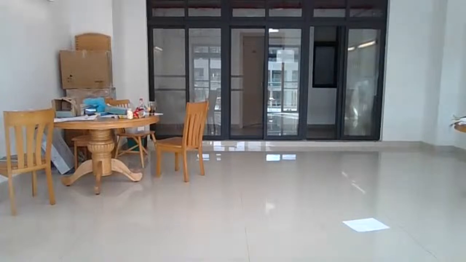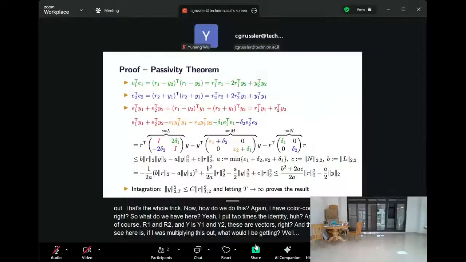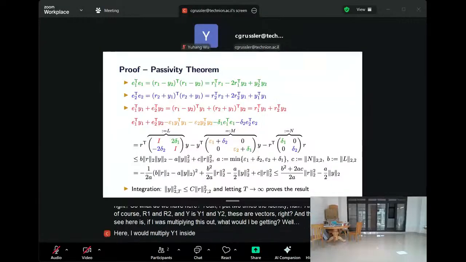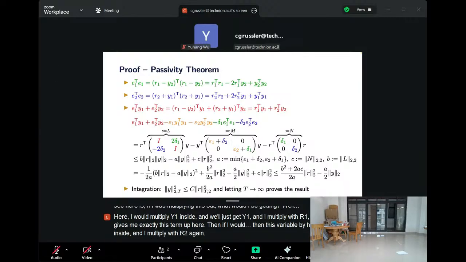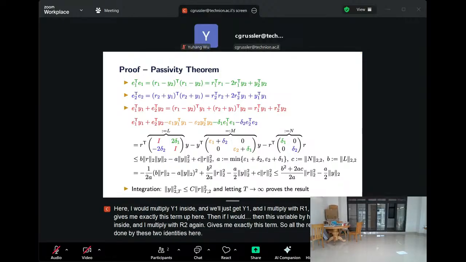R1 and R2, and Y is Y1 and Y2. These are vectors, right? And then what you see here is if I would multiply this out, what would I be getting? Well, if I would multiply Y1 inside, I would just get Y1 and I multiply it with R1. This gives me exactly this term out here. Then this variable right here, I multiply Y2 inside and I multiply with R2 again, gives me exactly this term. So all of that part has been done by these two identities.